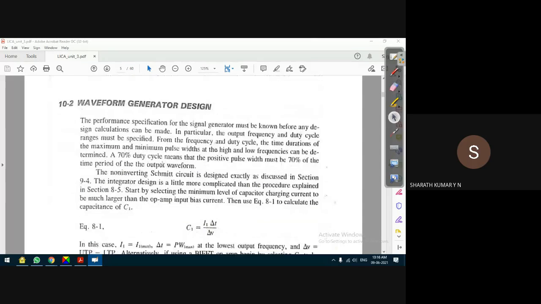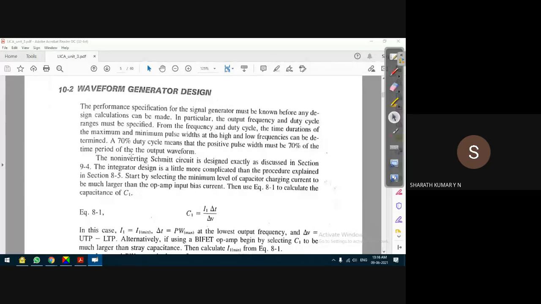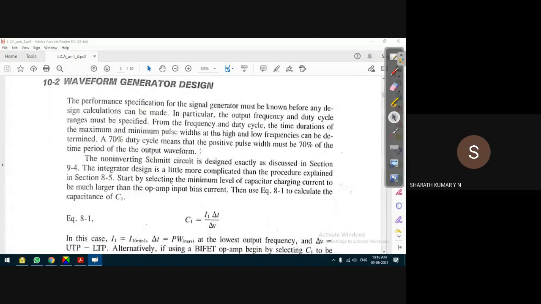Next, guys, what is the design? How to design this triangular and square waveform generator? For this, first we start with the design of the capacitor. So let us look into these points.